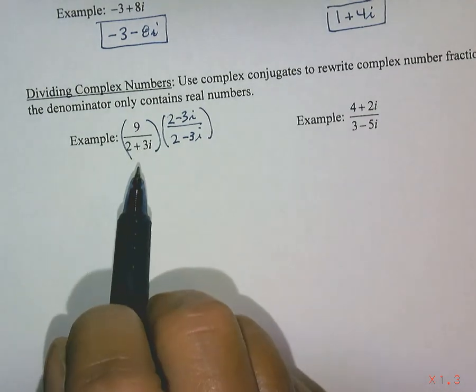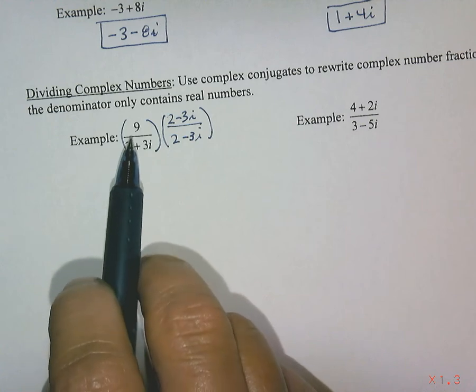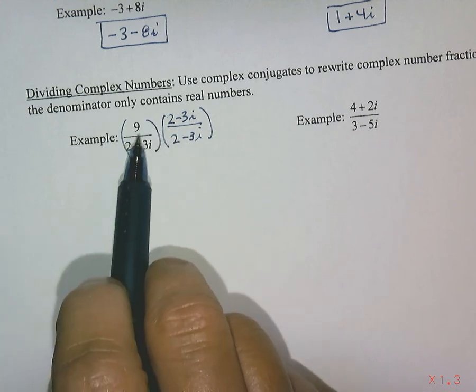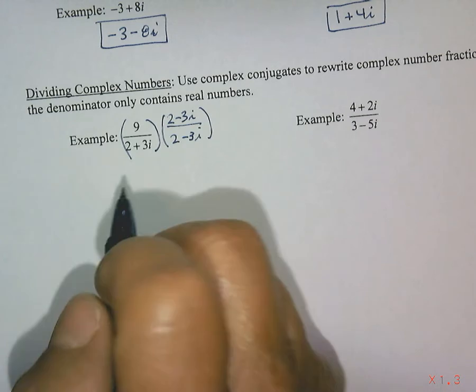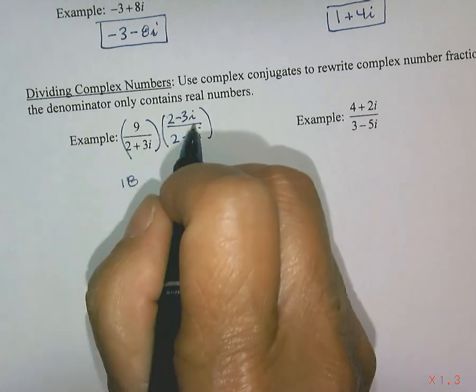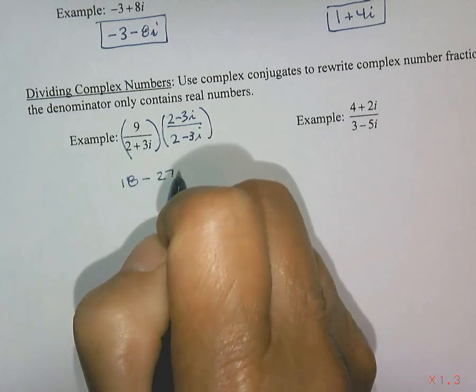To me, that's the most important step. After that, be careful with your math, but the first step is the most important. 9 times 2 is going to be 18. 9 times negative 3i will be negative 27i.